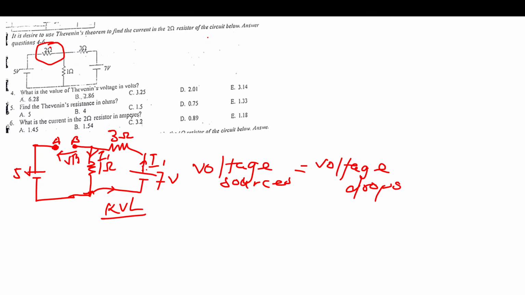I can choose to take this loop here, or the bigger loop. The main aim is to make sure the loop you choose has VTH in it, so that at the end of the day you are able to solve for VTH. Just imagine you are trying to solve for A, but your set of equations doesn't involve A. How do you get it? Do you understand? So you should make sure your loop involves VTH, so that you're able to solve for VTH.